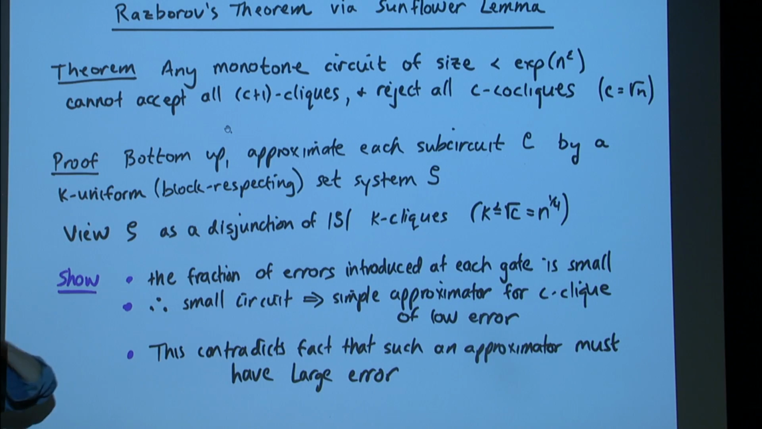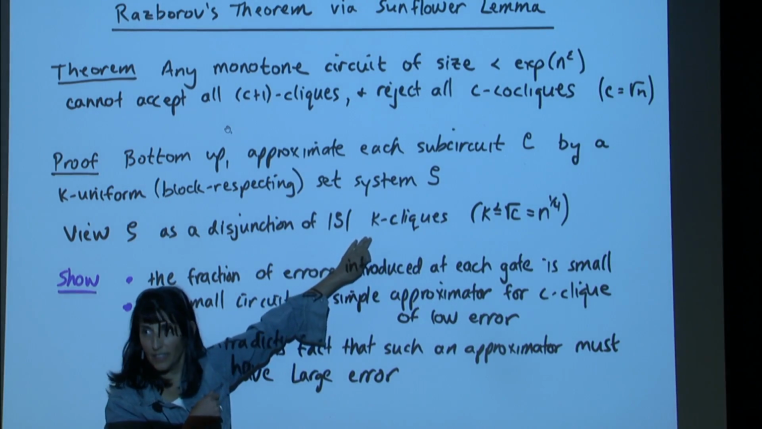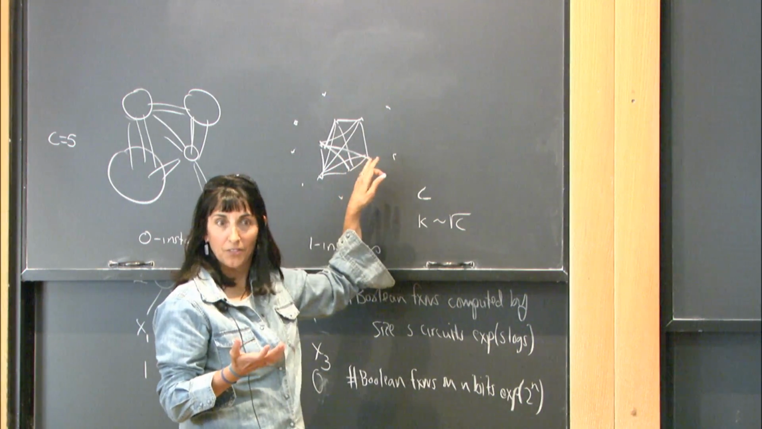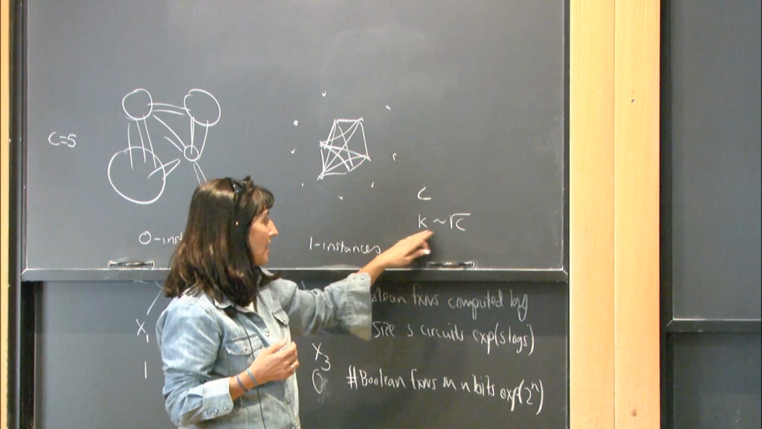The way you should think of a set system corresponding to a gate or to a sub-circuit is: it's a set system over the universe n, and the sets are going to have some size k. And k is going to be smaller than c, where c is the clique size. K is going to be about the square root of c. You can think of c as being the square root of n if you want, or even n over 10, and k is going to be the square root of that.